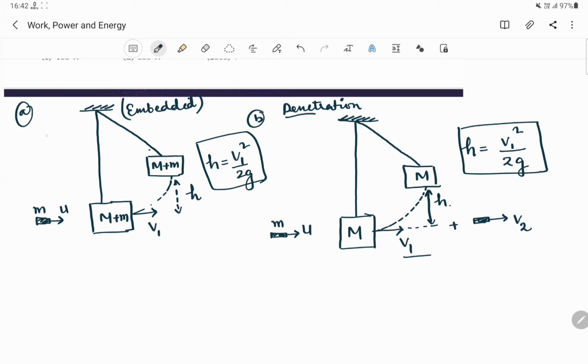Okay, and what about both the cases? What is the similar formula? The similar formula is that whether the bullet penetrates or is embedded in it, it doesn't matter. We have to find the velocity of the wooden block. For the first case, we have to find the combined velocity of the wooden block and the bullet, and once we get this velocity v1, the height is very easily calculated by using v1 squared divided by 2g.